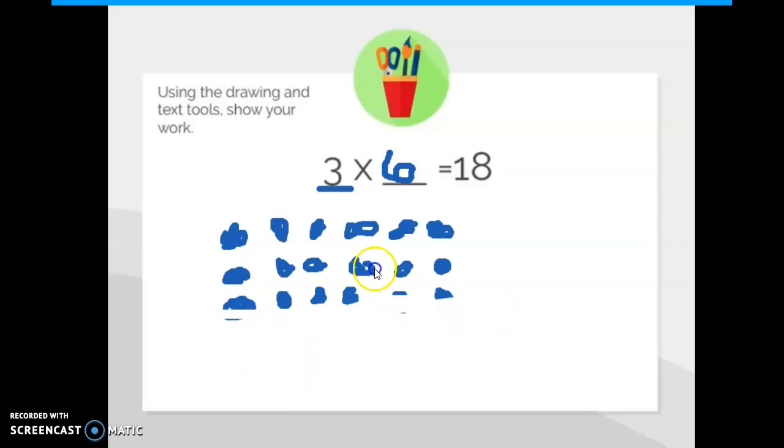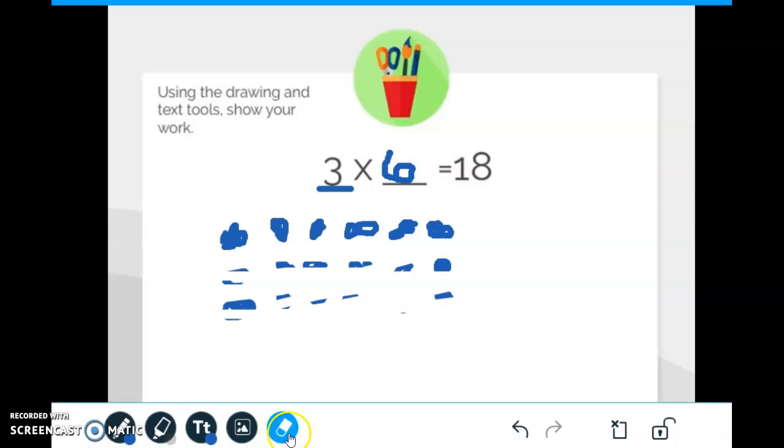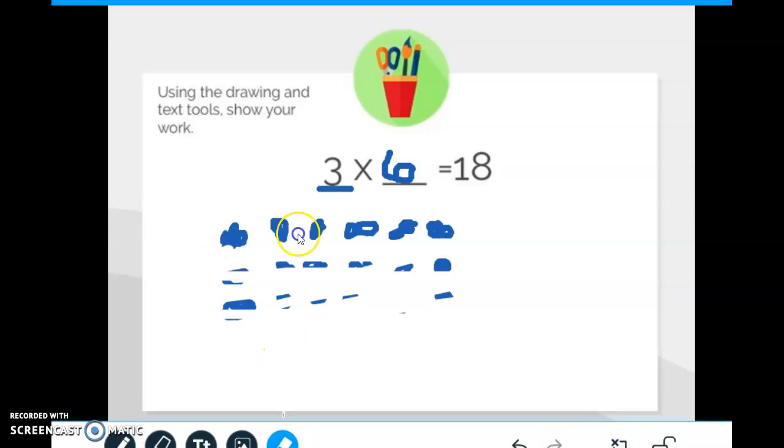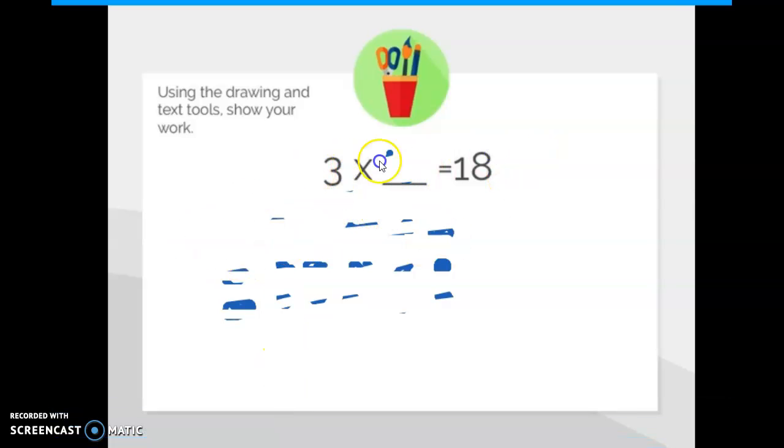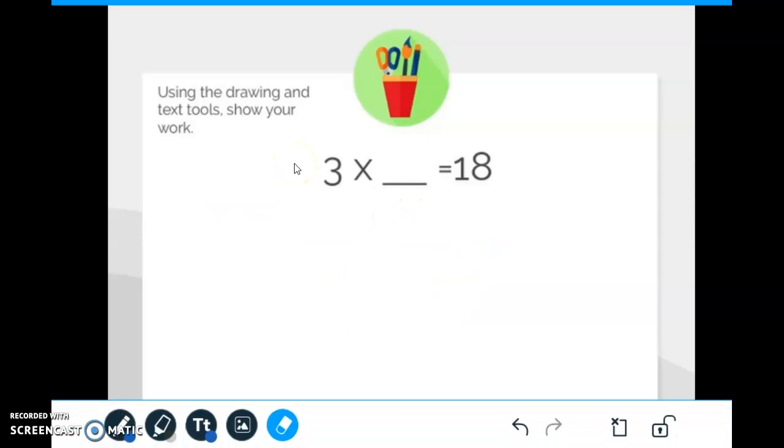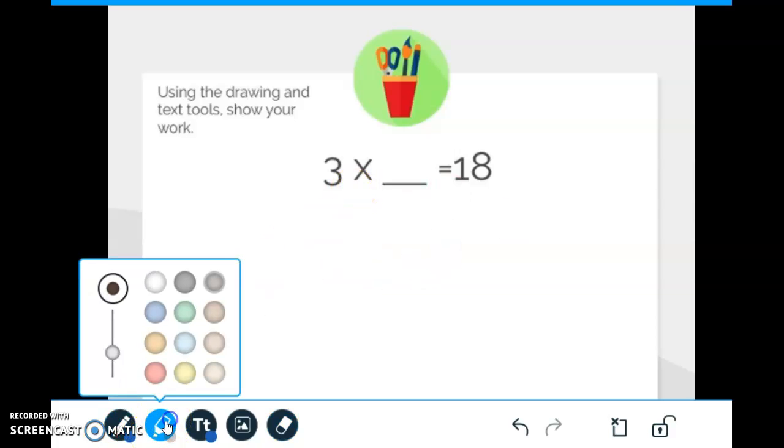Let's try a different way. I'm going to erase this. Again, if you know your fact families because you've been working on Reflex Math, this is going to be a lot easier. But you are the only person who can learn those for yourself. Miss Mays cannot do it and I cannot do it. It's going to be your responsibility to do that, okay?